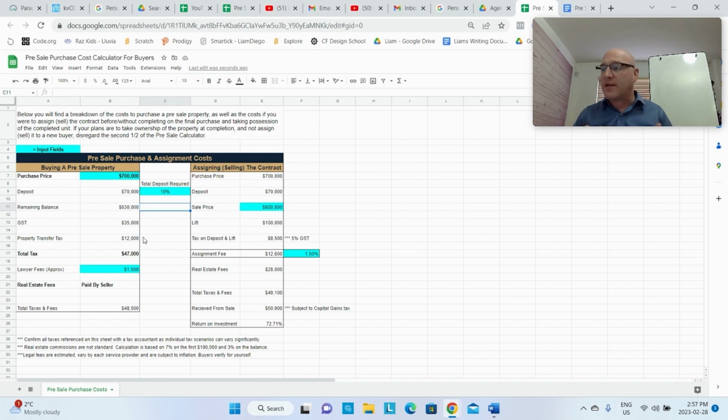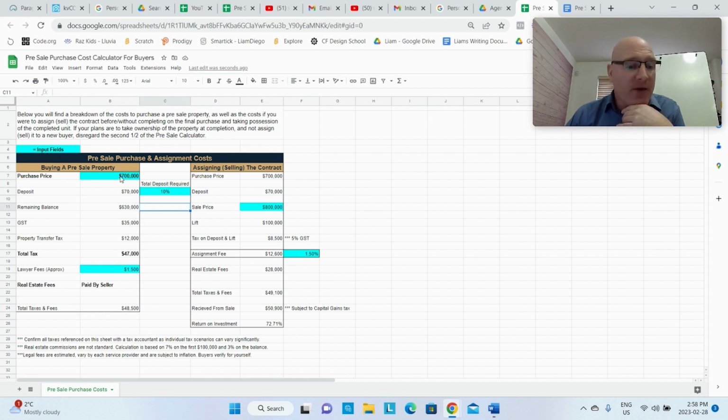But just know that the developers, they're not using the boilerplate standard contracts that you would get if a property was sold on the MLS. They have their own lawyers write up their own contracts. They're all different, and they're very much in favor of the developer. So it's good to have representation to make sure that nothing is overlooked that may not be to your advantage.